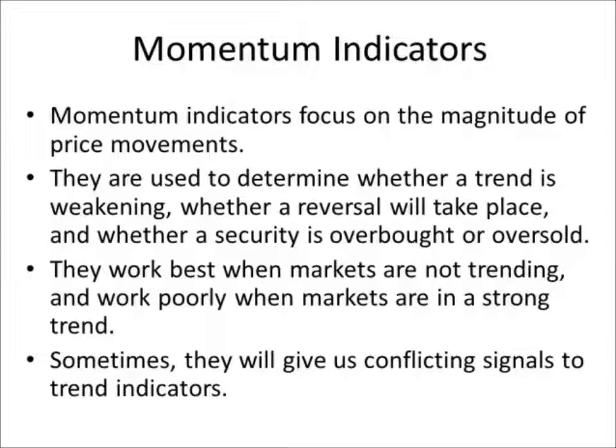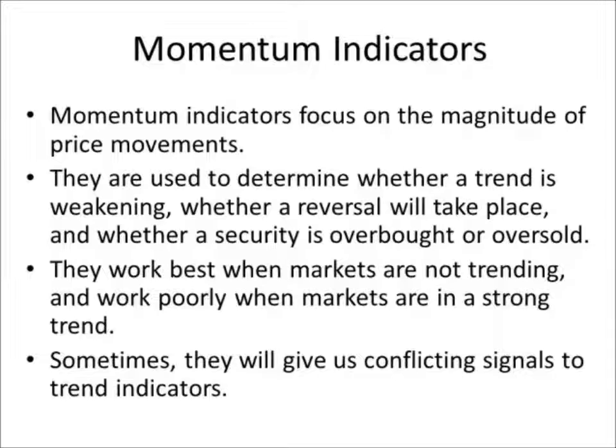So one of the main things we use it for is to determine whether a trend is weakening. If we do see that a trend is in place, we may find that the momentum of the price is slowing down. It's not moving up or down as quickly as it once was. And this could indicate a weakening of a trend. And a weakening of a trend could in turn indicate that a reversal is due to take place.